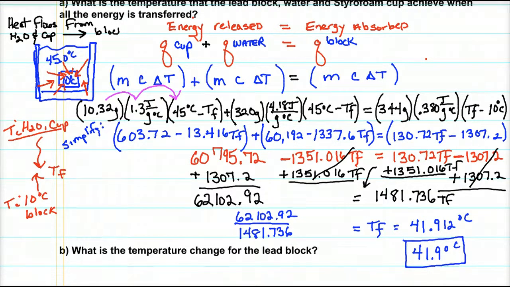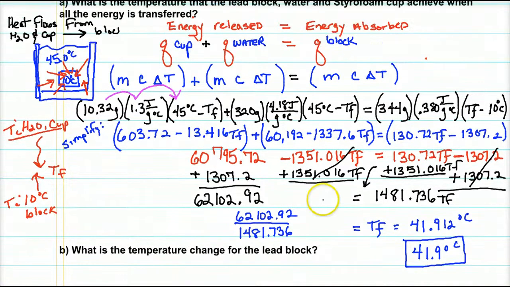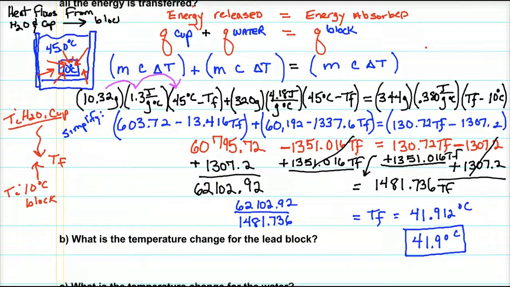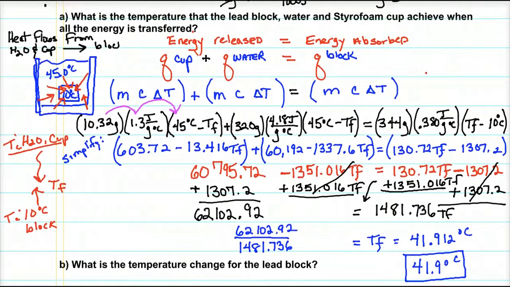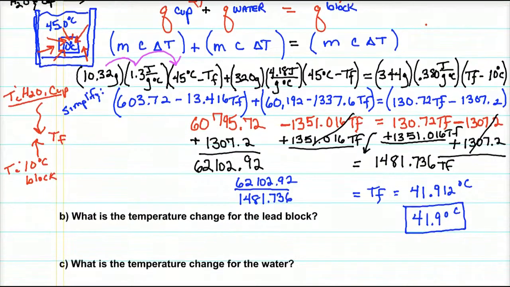Okay, what is the temperature change for the block? By the way, we solved for the final temperature for both, because they're going to achieve the same equilibrium temperature, water giving off the heat and the block absorbing it. So let's go find the temperature change of the lead block. The lead block initially was at, I believe, 10.0 degrees Celsius. There it is. So 10.0 degrees Celsius. And the final temperature is 41.9.